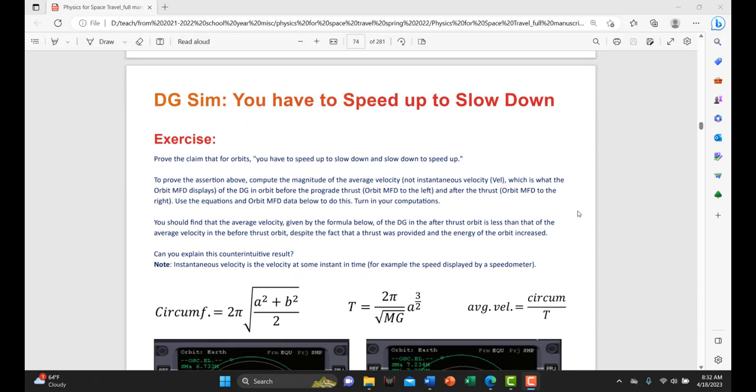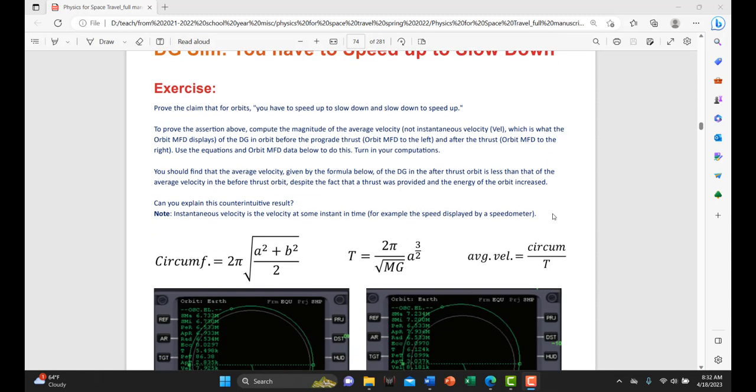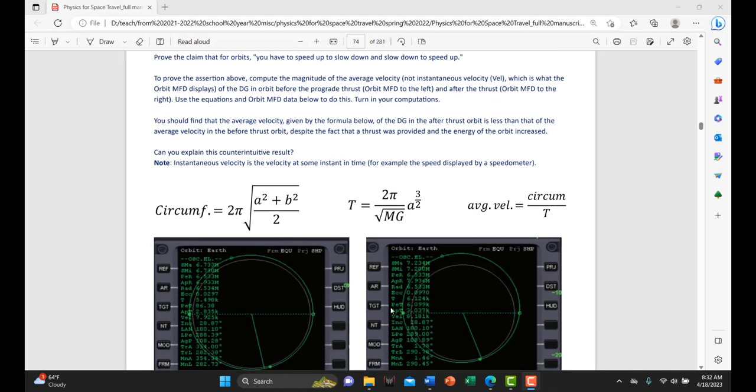Okay, page 74 of the book. This is actually very important. You have to speed up to slow down in orbit. And so what that means is if you go to, say, the periapsis location and provide a thrust, you're going to see that the velocity will increase.